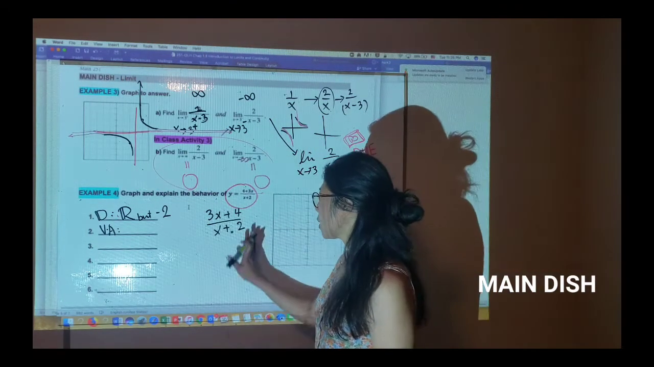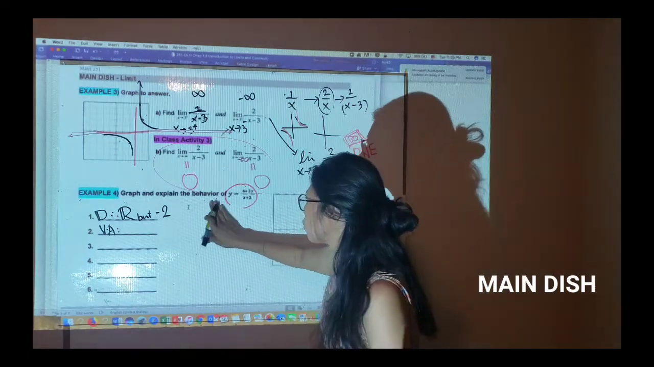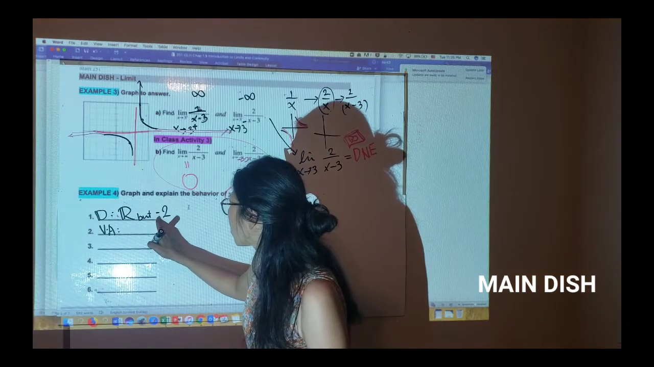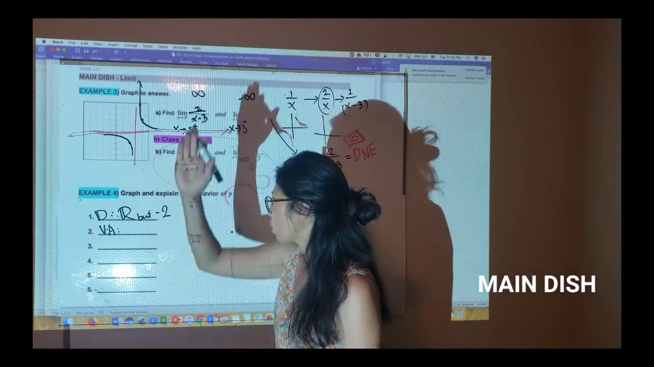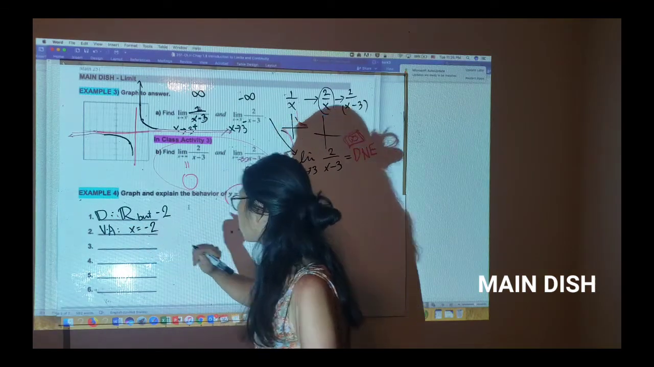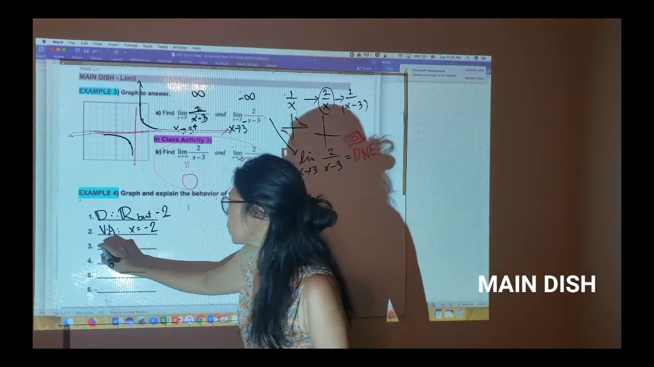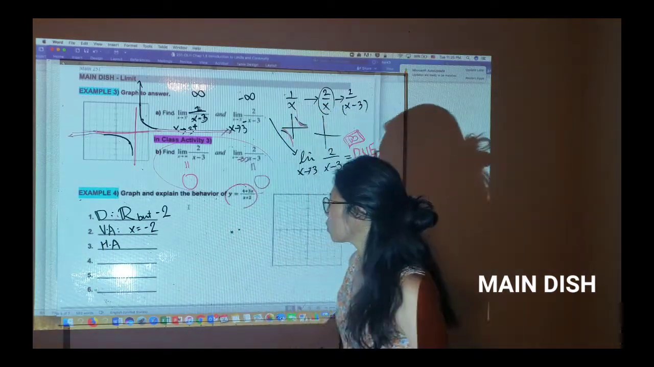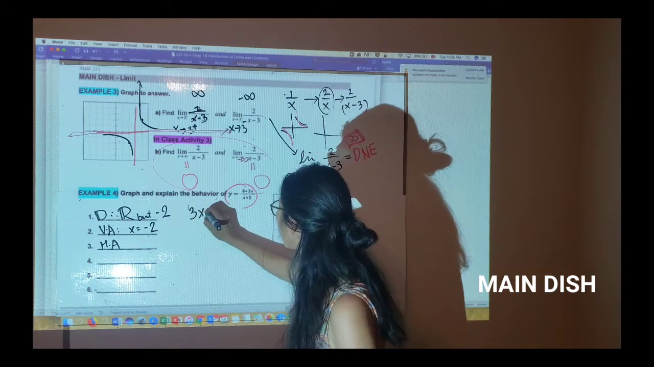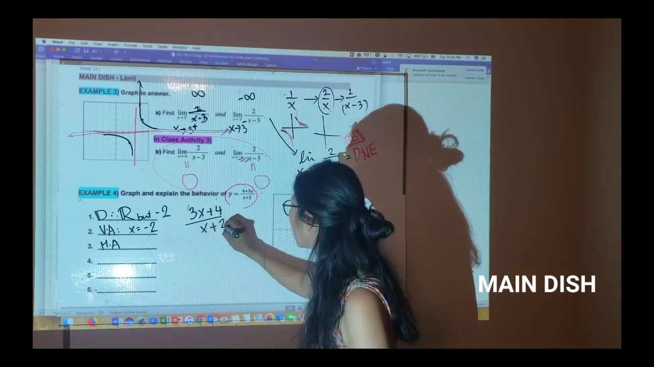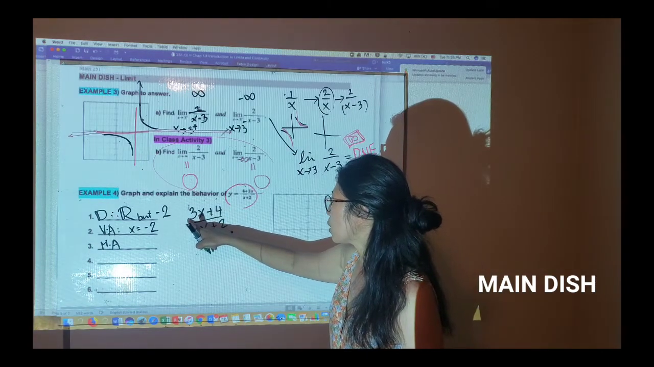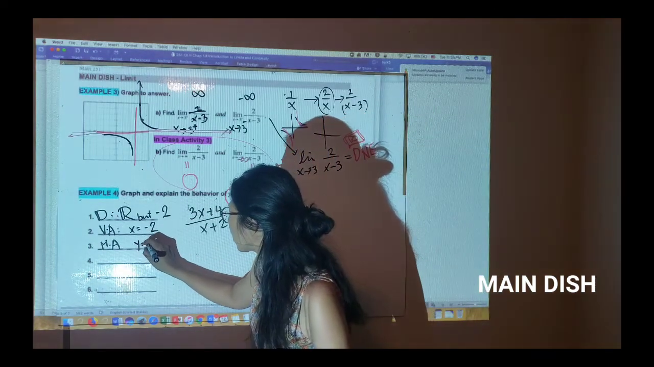Okay, so the vertical asymptote. In order to find the vertical asymptote, you have to see your domain, and your domain says I cannot have negative 2, so you are going to have the guideline x equals negative 2. Next is the horizontal asymptote. In pre-calc, we take long division. So 3x plus 4 divided by x plus 2, you see the quotient is 3. Then I can write y equals 3.